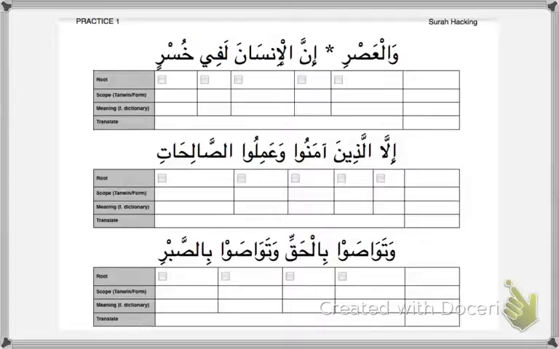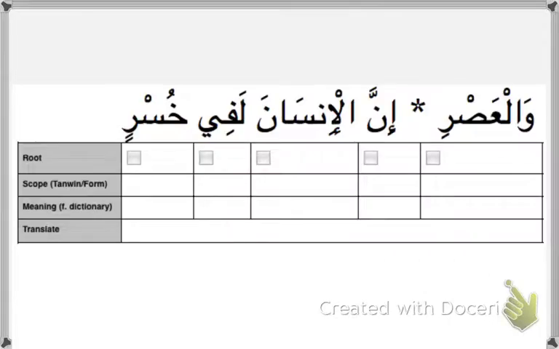Okay, there will be 3 lines. Let's start with the first line. Okay, what do we do first? We identify the type of word string. Wal-Asr would be a noun string, Inna would be a particle, Al-Insan would be a noun, Lafi would be a particle, Khusrin would be a noun string.